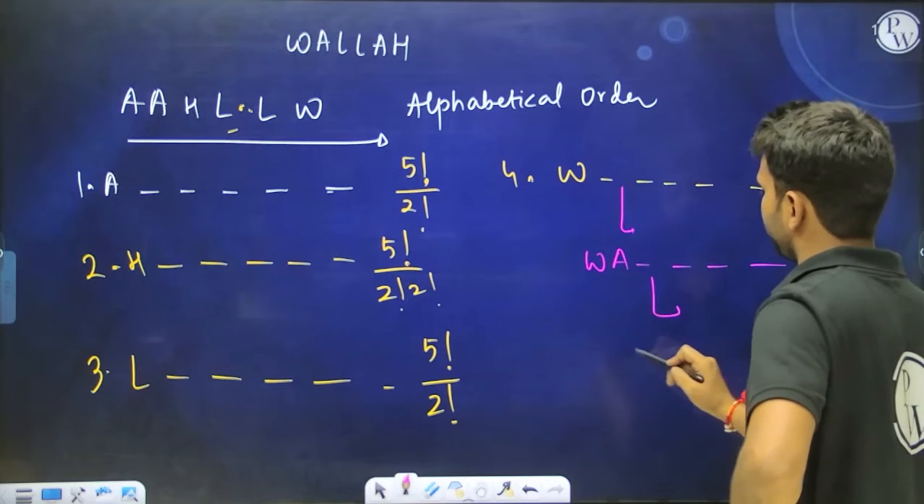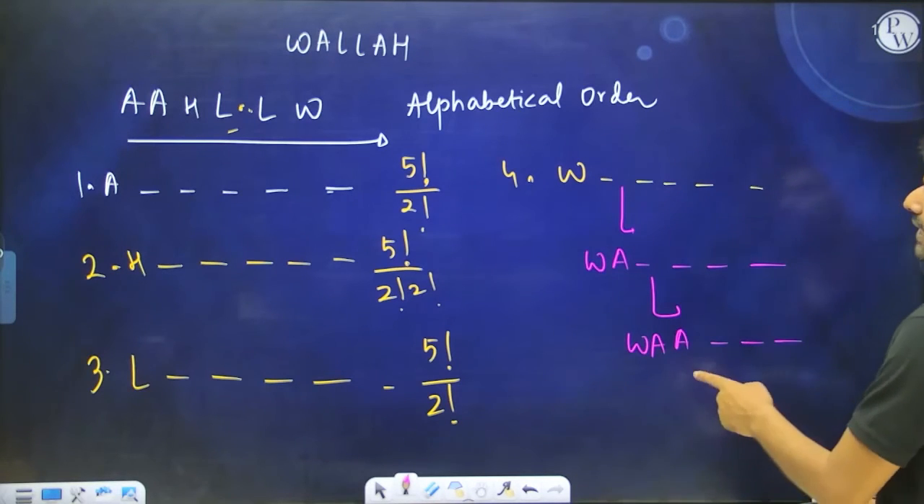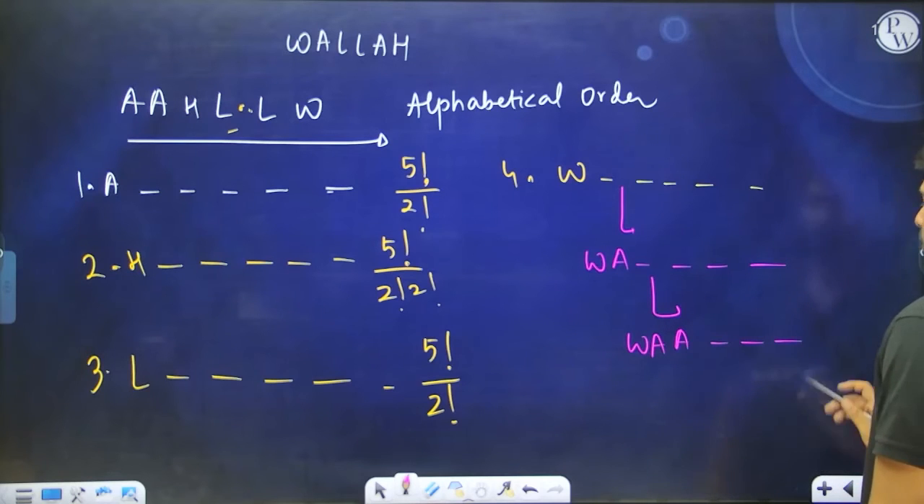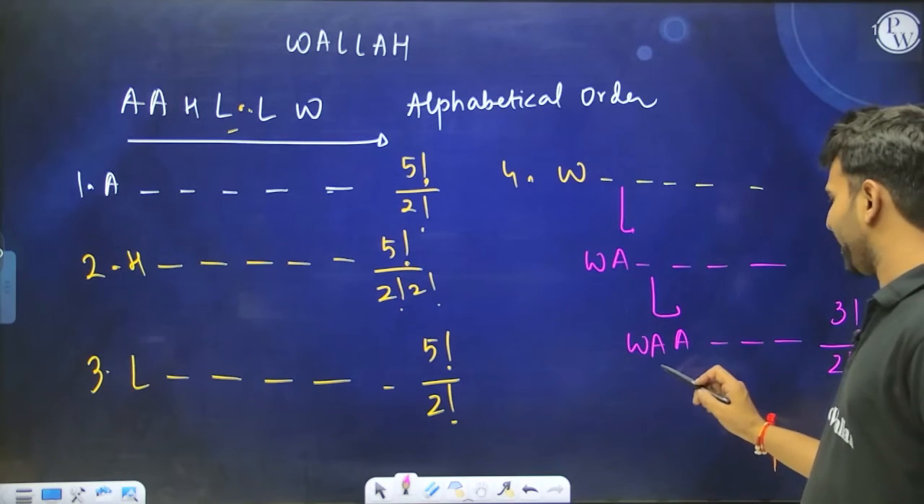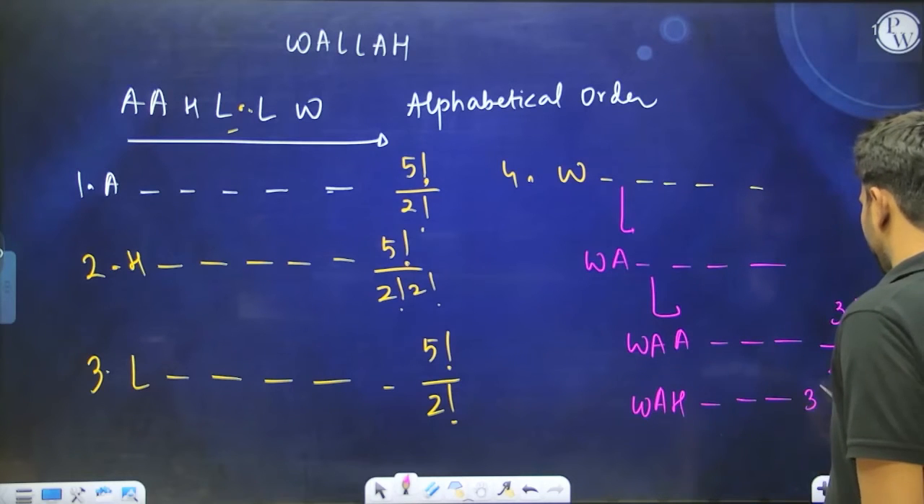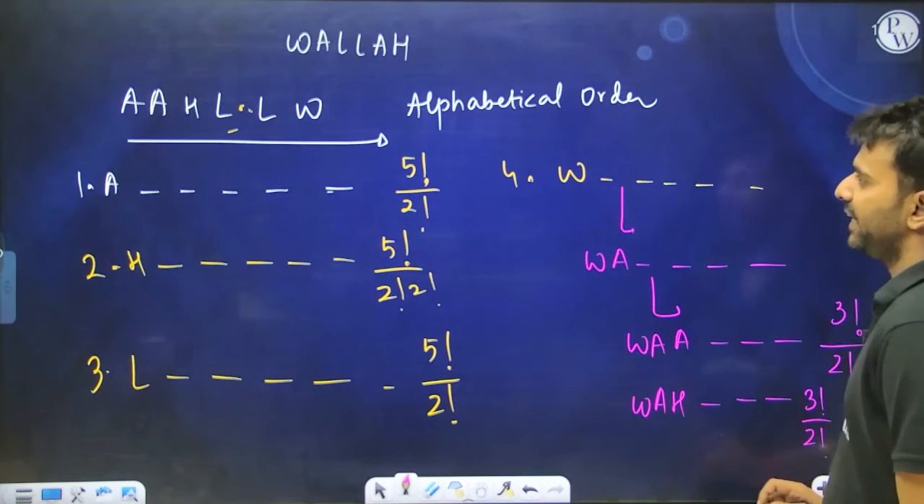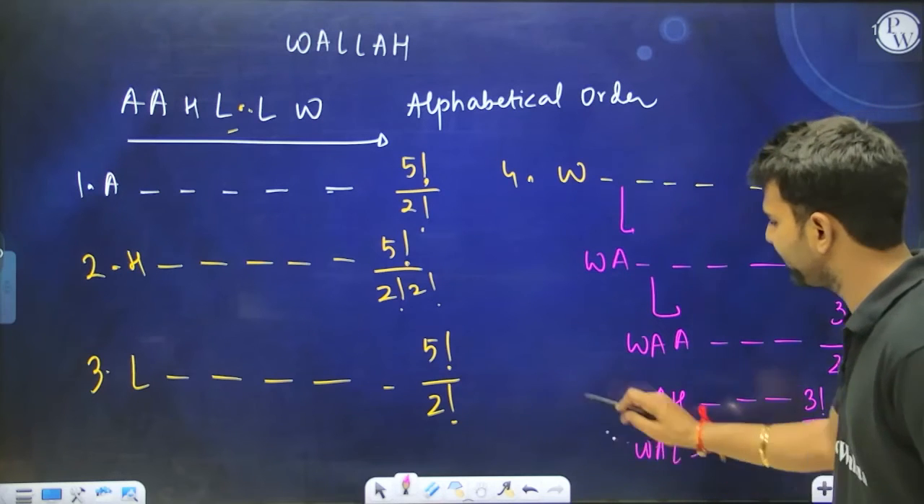So let me zoom in on this further. Inside this Wallah will not come. So we can say that these are 3 factorial divided by 2 factorial. L, L and H are remaining. Okay, then WAH will come. Inside this also Wallah will not come. Okay, then WAL will come. So inside this Wallah will come.